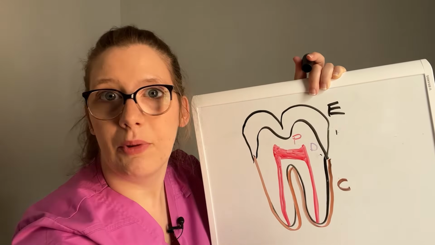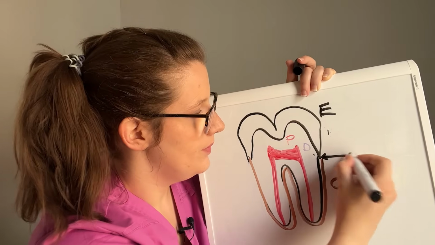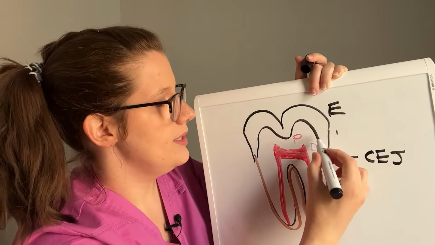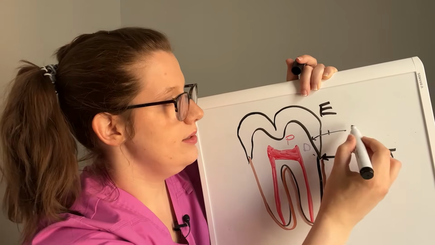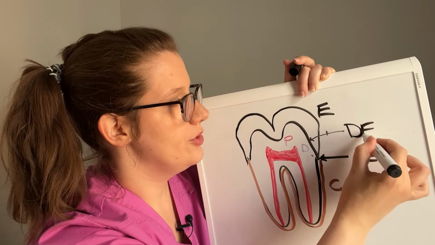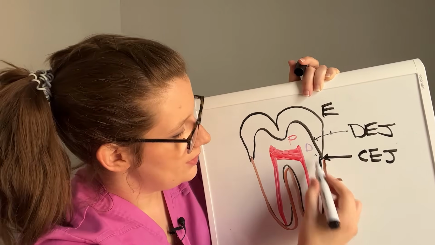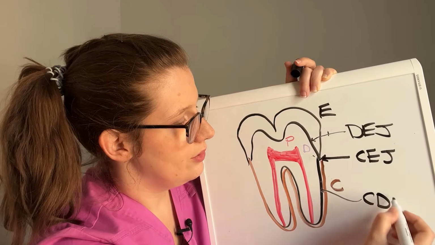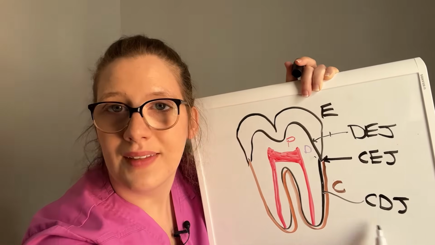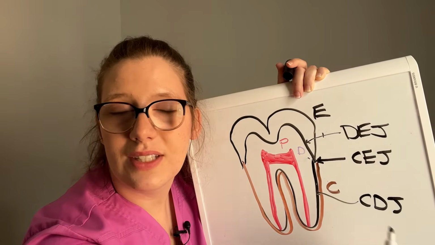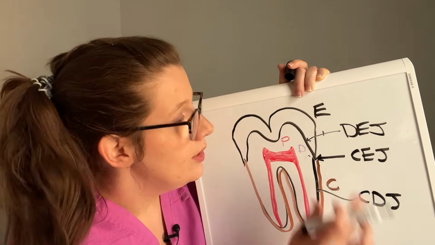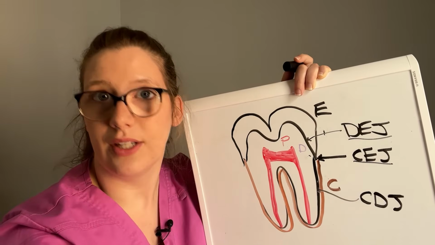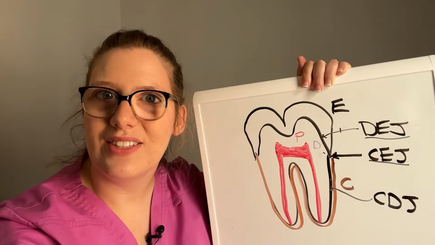Where the enamel and cementum meet is this cemento-enamel junction. Where the dentin and the enamel meet is the dentino-enamel junction. And where the dentin and cementum meet is the cementino-dentinal junction. I don't think they actually abbreviate it like that, but for the sake of this board, I'm going to abbreviate it like that. But you'll see CEJ and DEJ very often throughout your entire dental school career. And those are the different layers inside of the tooth.